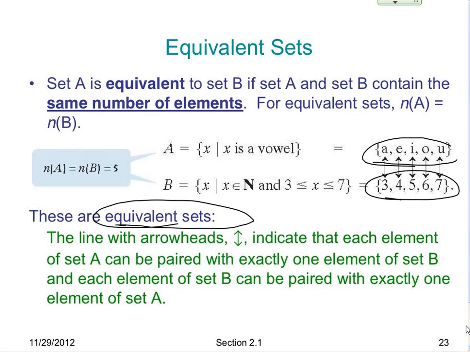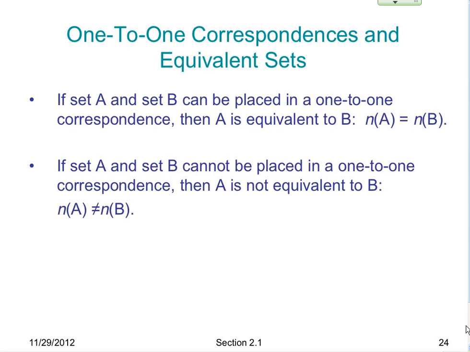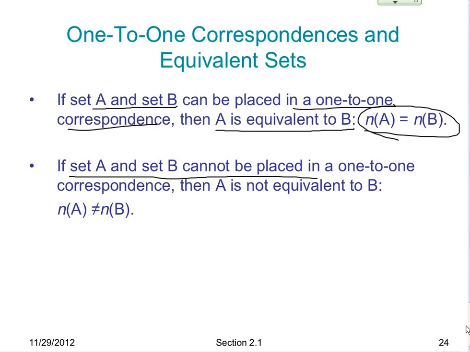Be careful with the word equivalent. If set A and set B can be placed in a one-to-one correspondence, then A is equivalent to B. That's just another way of saying the cardinal number of A is equal to the cardinal number of B. If set A and set B cannot be placed in a one-to-one correspondence, then A is not equivalent to B if the cardinal numbers are not the same.